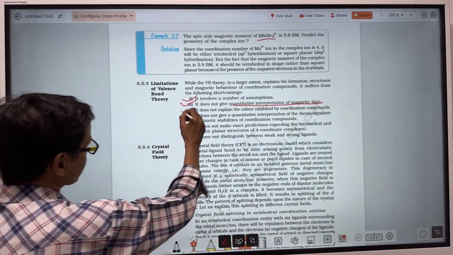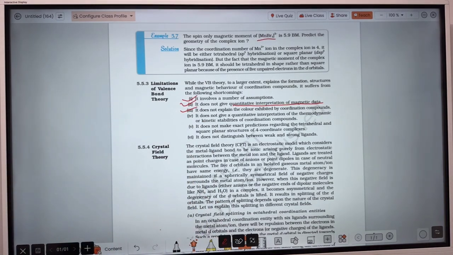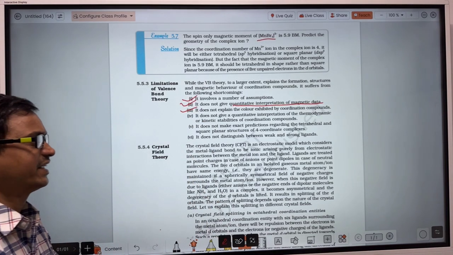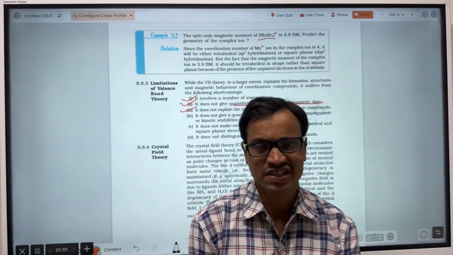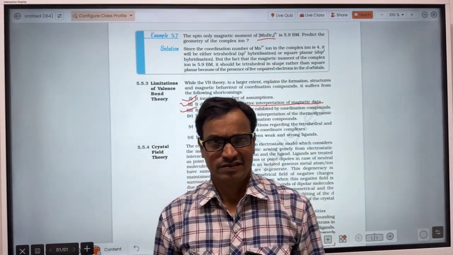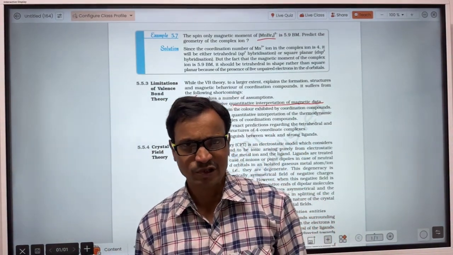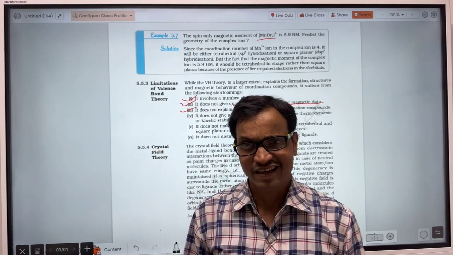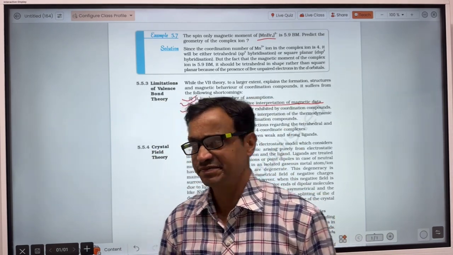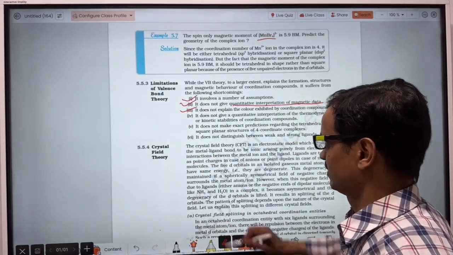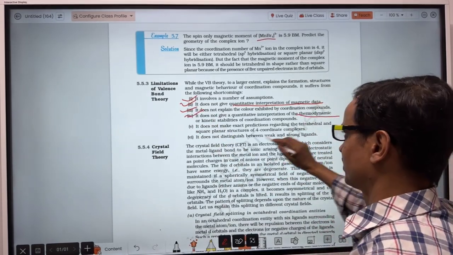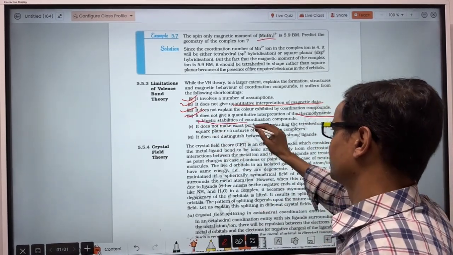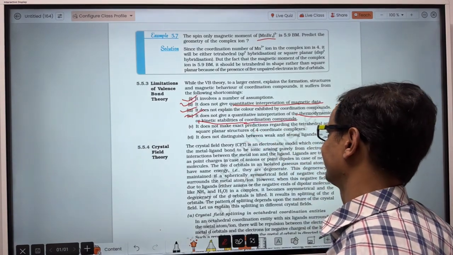The third one is why the coordination compound shows color. Valence bond theory has also not explained this. Why does the coordination compound show color? About that, valence bond theory has not given any explanation. The next point is that it has also not told the thermodynamic stability or the kinetic stability of the coordination compound.